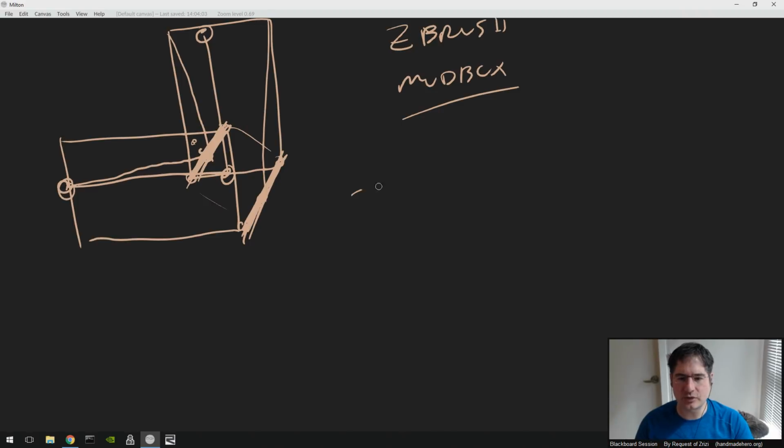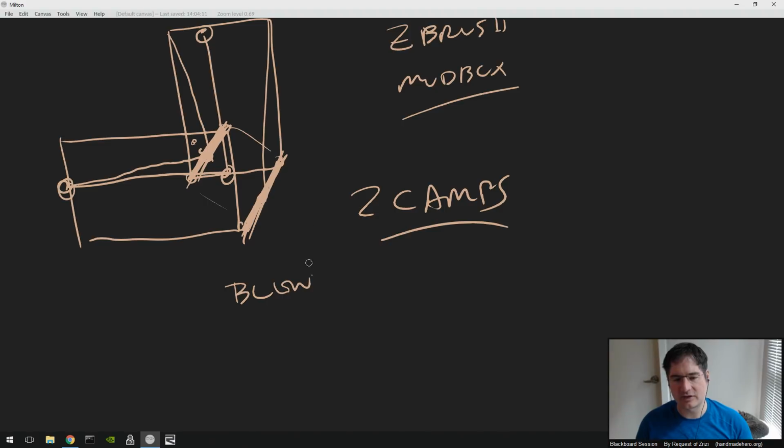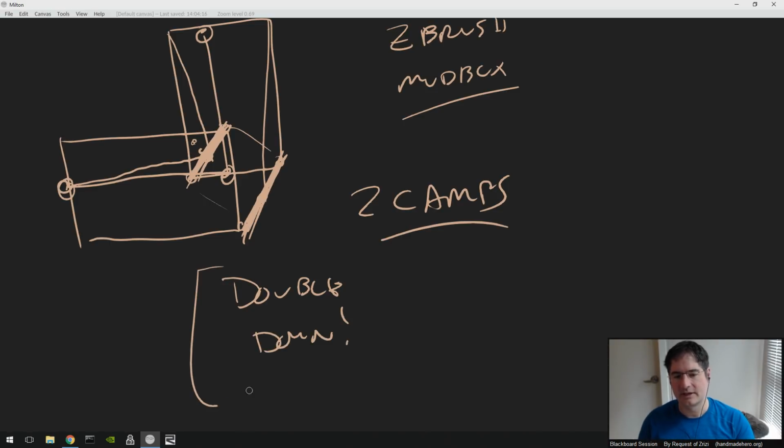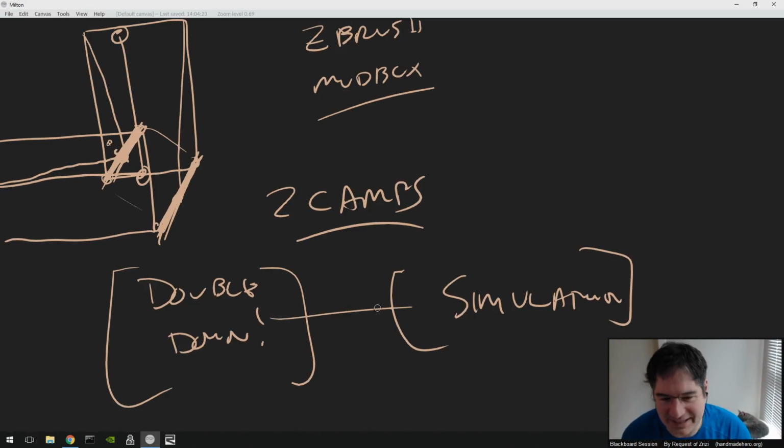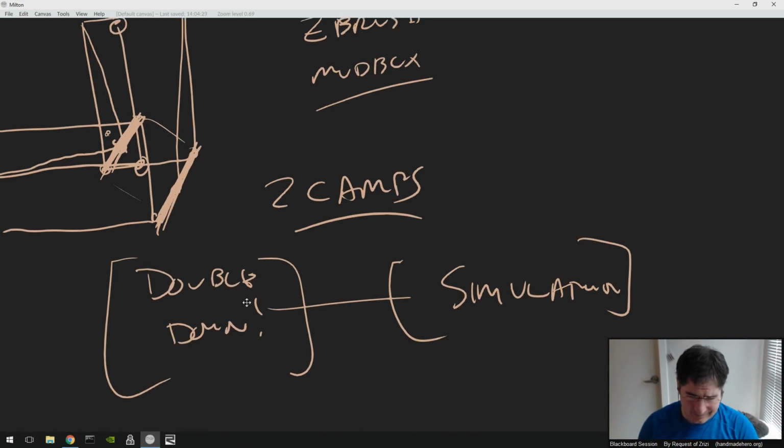And so there are two fundamental camps that these fall into. One is just, I guess I'll call this double down, right? There's the double down camp and there's the simulation camp. And I should say that they're not, much like all of the linear blending, mutually exclusive. You can be somewhere in the middle. I'll tell you what both of them are.